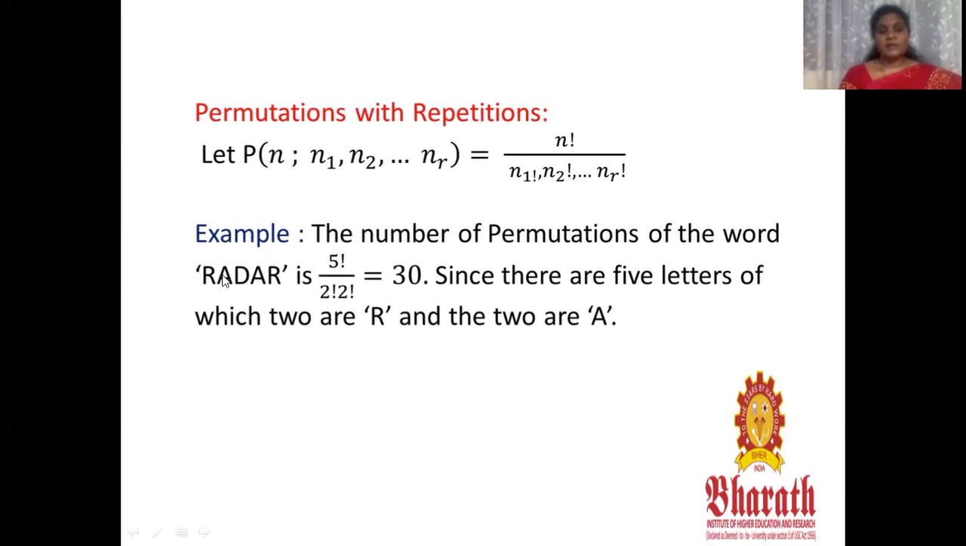The letter A is also repeated twice, so this denotes 2 factorial. When we take 5 factorial divided by 2 factorial into 2 factorial, the answer is equal to 30, since there are 5 letters of which 2 are R and 2 are A.